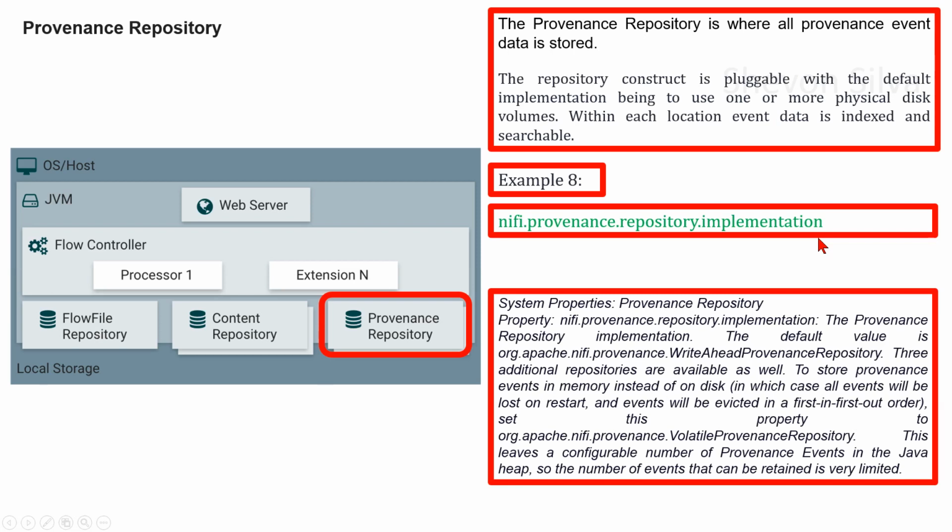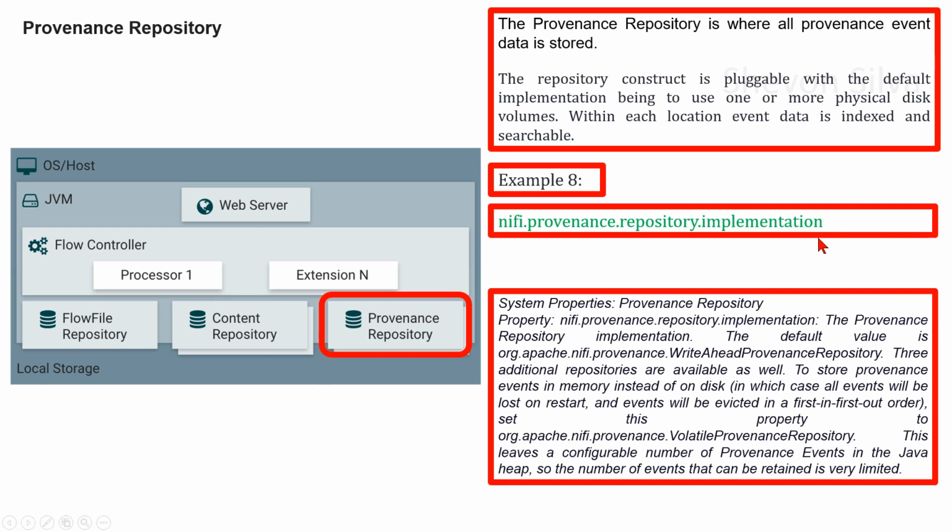The write-ahead provenance repository was then written to provide the same capabilities as the persistent provenance repository while providing far better performance. The write-ahead provenance repository was added in version 1.2.0 of NiFi. Since then, it has proven to be very stable and robust, and as such was made the default implementation. The persistent provenance repository is now considered deprecated and should no longer be used.